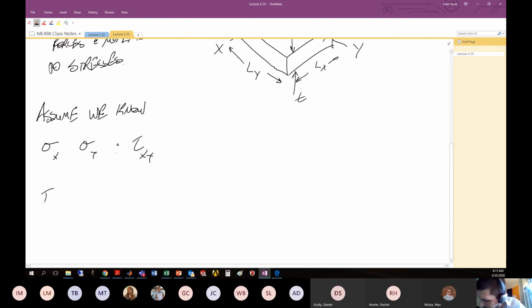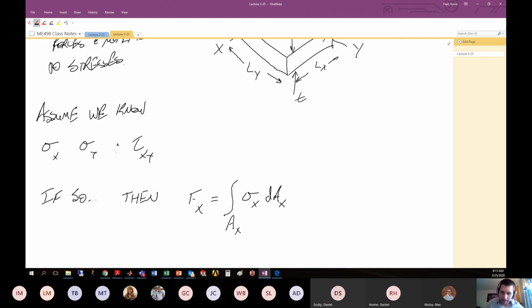So then the force that was used to create that stress, let's talk about just one general direction here, Fx, is the integral of the stress over the area in which it acts. So here, this is the integral on AX, the area on the X face, of the stress in the X direction on that area dAX. So this is integrating that stress distribution over the area.